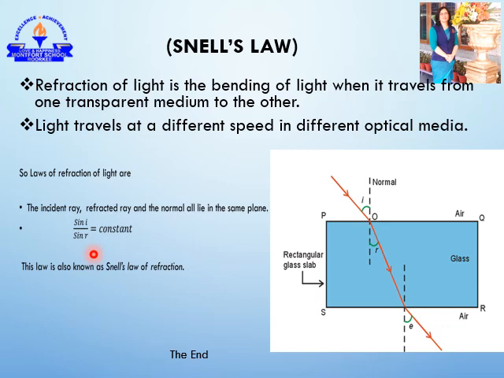The second law of refraction is that the ratio of the sine of the angle of incidence to the sine of the angle of refraction is a constant quantity. This law is also known as Snell's law. So Snell's law is that the ratio of the sine of the angle of incidence to the sine of the angle of refraction is a constant.